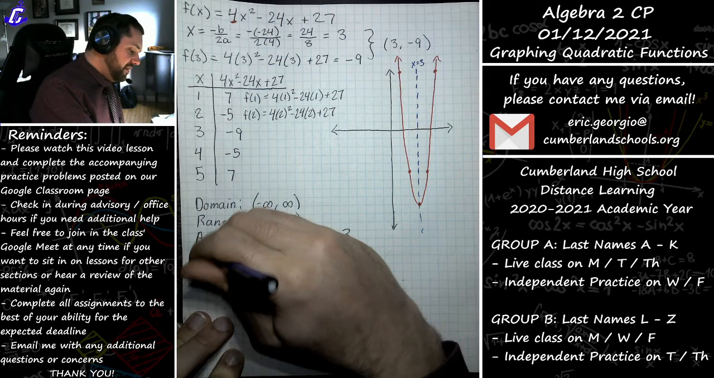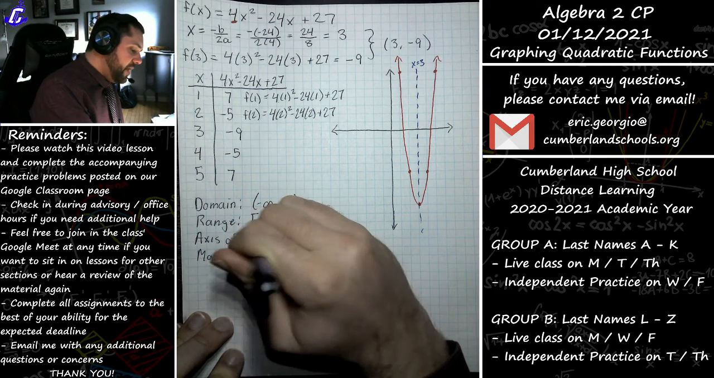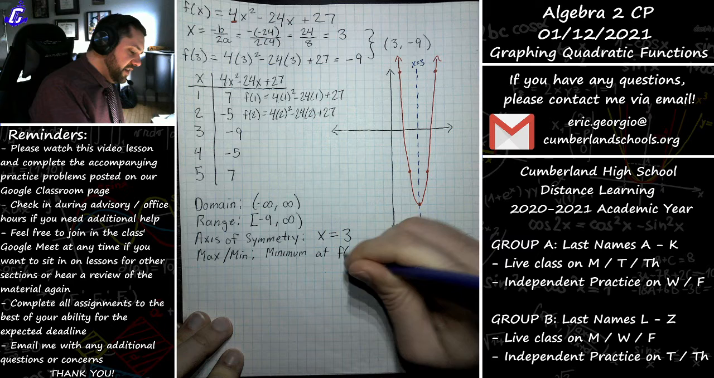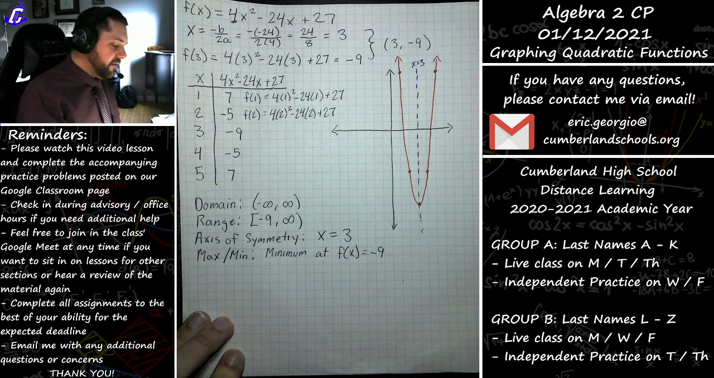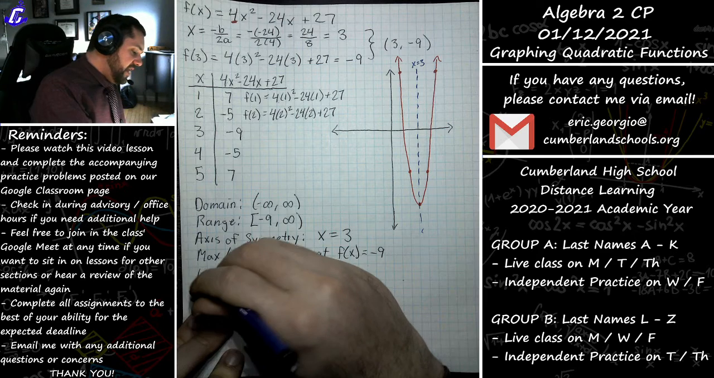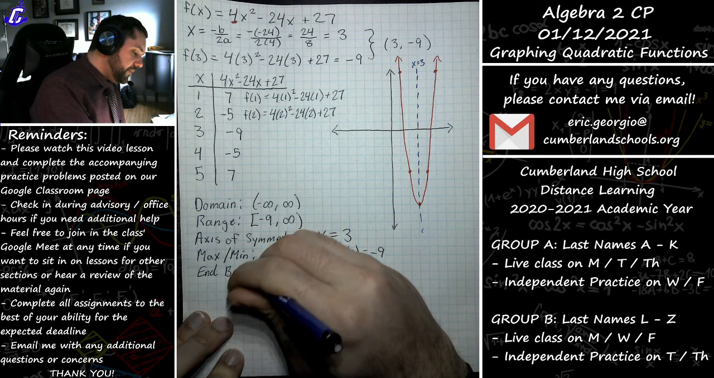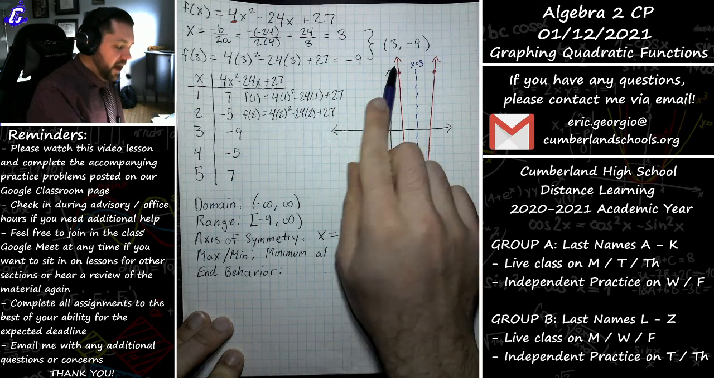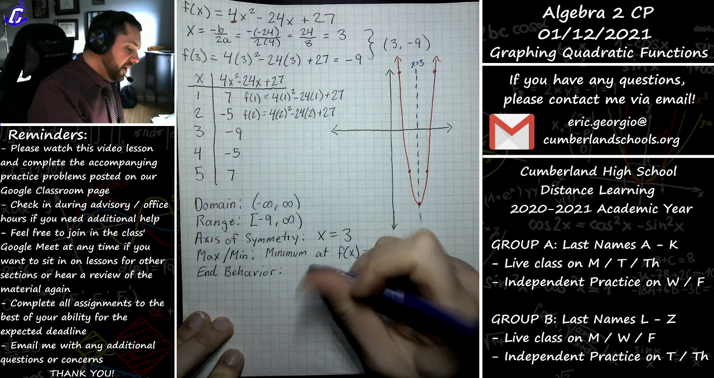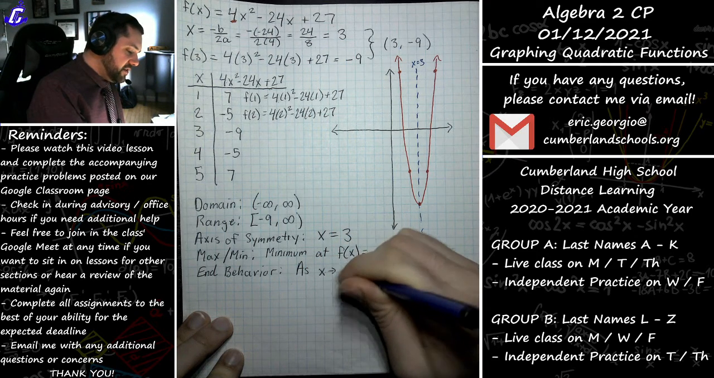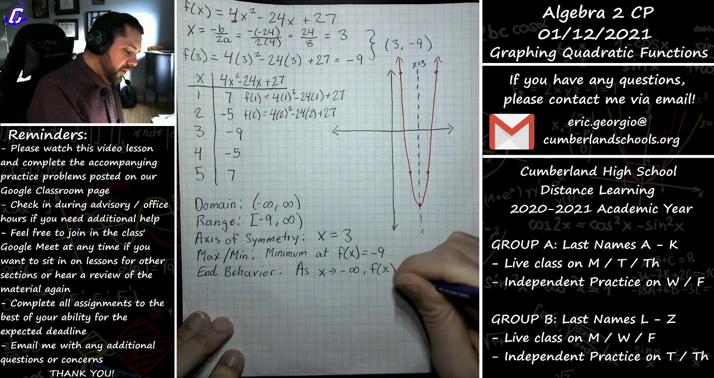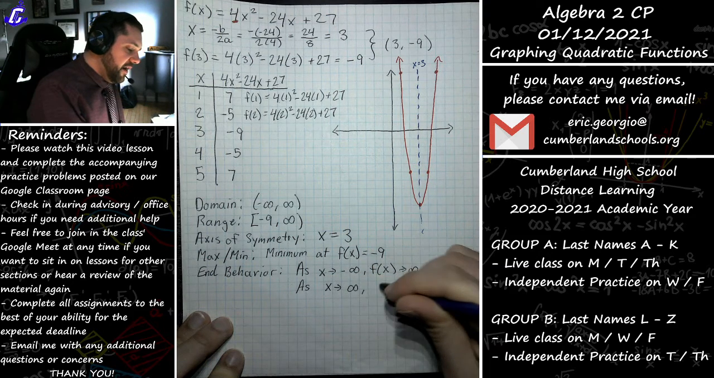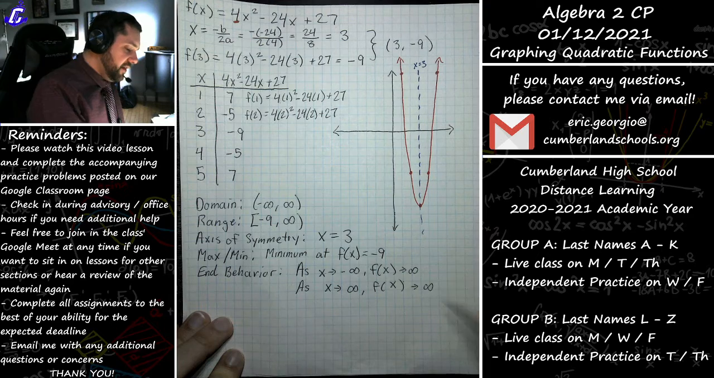Next is our maximum or minimum value. This parabola has a minimum, so we'd say it has a minimum, a lowest value at f of x equals -9. Notice it doesn't have a maximum because it goes up forever. And lastly, the end behavior. It's going up on both sides. As x approaches -infinity, f of x is going up, approaching positive infinity. And as x approaches positive infinity, f of x also approaches positive infinity.